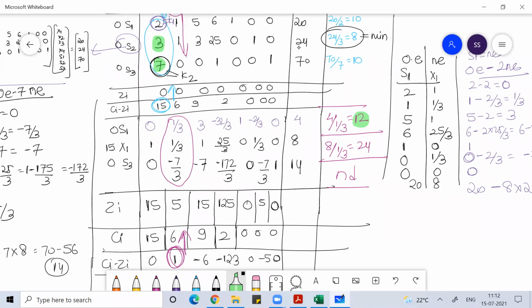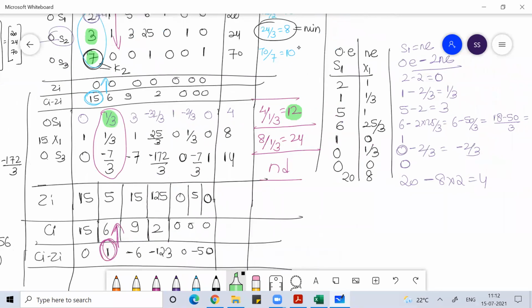So x2 will replace s1, and the pivot element for that is 1 by 3. Any number divided by a negative value is not included in the calculation. The theta value cannot be negative, please understand that part. So x2 will enter the solution and replace s1, and the pivot element is 1 by 3. Clear, everyone?